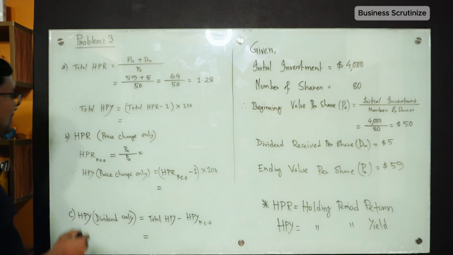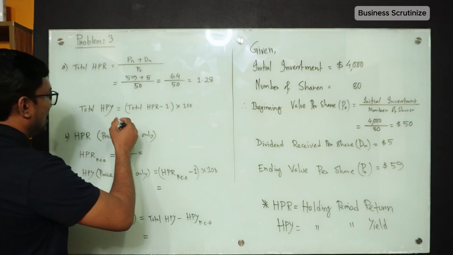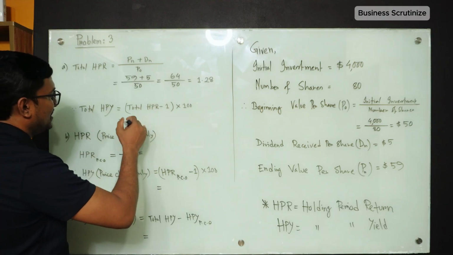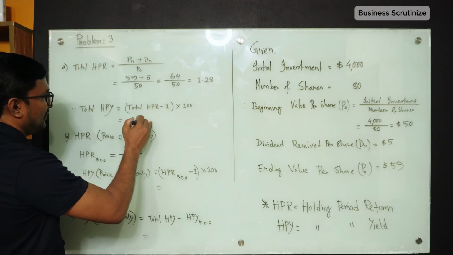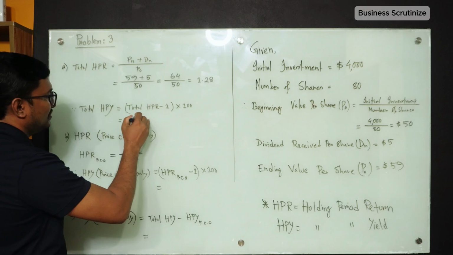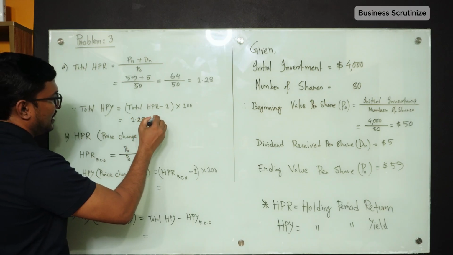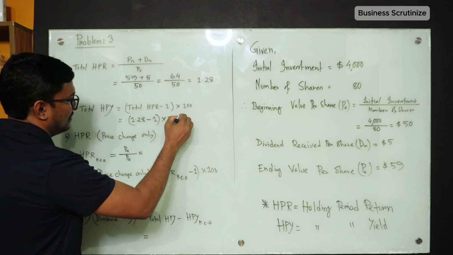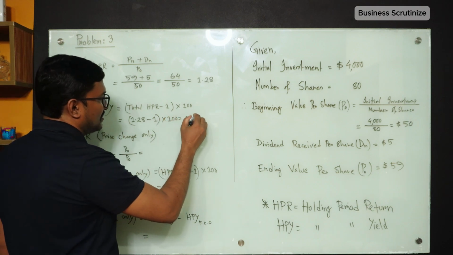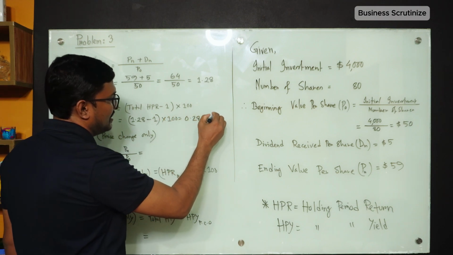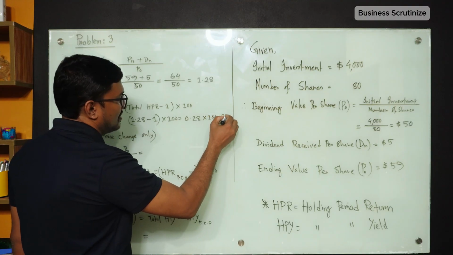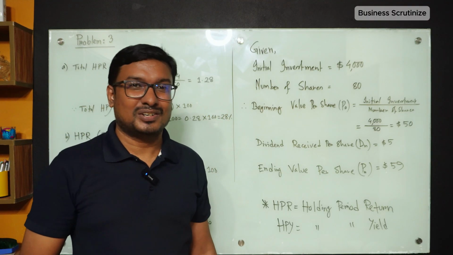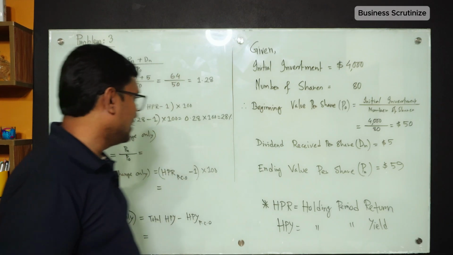Now we have the first requirement, total HPY. Here the formula is total HPR minus 1, times 100. So we have total HPR 1.28 minus 1, which is 0.28, times 100. It means 28%. So 28% is the total HPY, or total holding period yield.